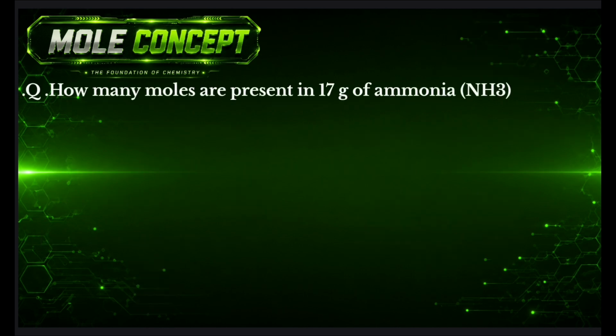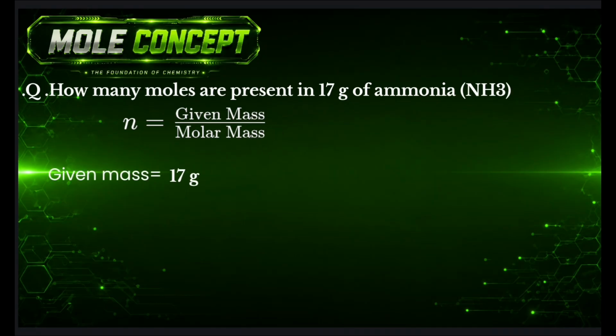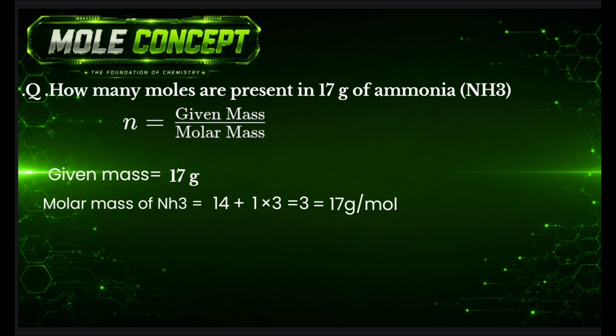The question is, how many moles are present in 17 grams of ammonia? In this question, we need to find the number of moles. The formula to find moles is given mass divided by molar mass. Here, the given mass is 17 grams. Now let's find the molar mass of ammonia. Nitrogen has an atomic mass of 14. Hydrogen has an atomic mass of 1, and hydrogen is present 3 times. Add the atomic masses. We get 17 grams per mole. Now find the number of moles. Moles equals 17 over 17 equals 1 mole.